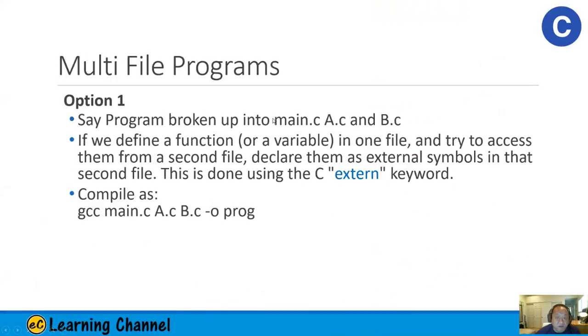Okay, so then the multiple file program. A program is broken up into main A.c, B.c. You can define a function in one file and try to access it from a second file. Declare them as external symbols in the second file, and do this with the extern keyword. Okay, that I taught you before.